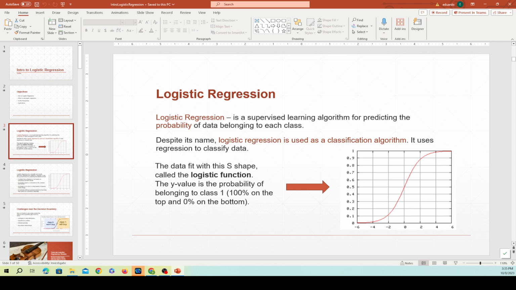So the definition of a logistic regression is a supervised learning algorithm for predicting the probability of data belonging to each class. Notice that here we're mentioning determining what it belongs to, each class. So, very important: what this means is that logistic regression is a classification type algorithm. In other words, it's going to determine whether a picture of an animal is a dog or not a dog. It can determine whether it is going to rain or not rain. So that's what it means to be a classification. That's a discrete type.